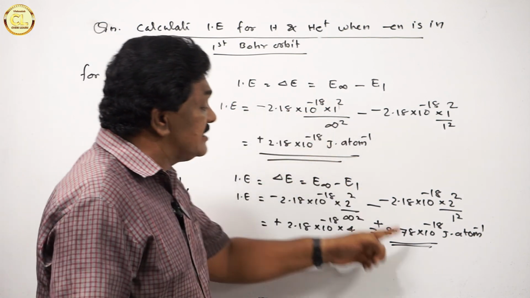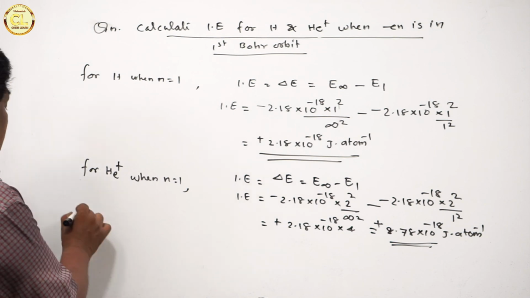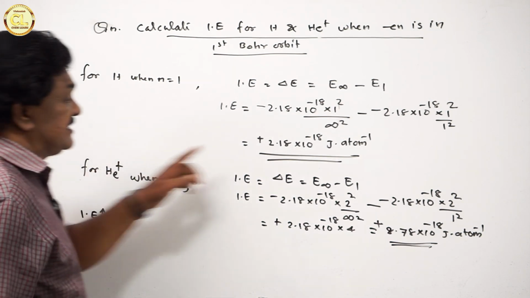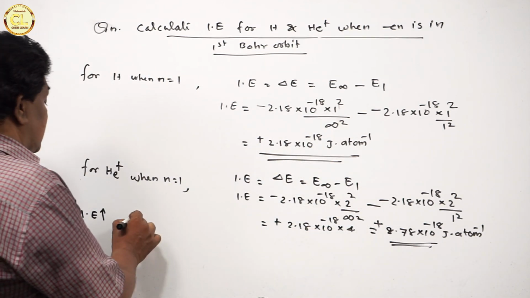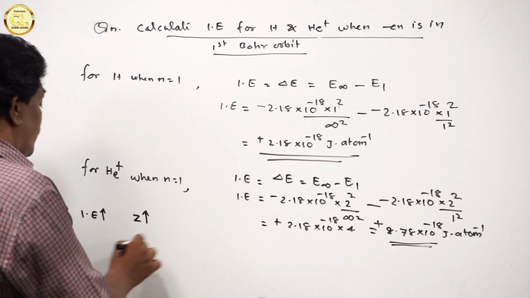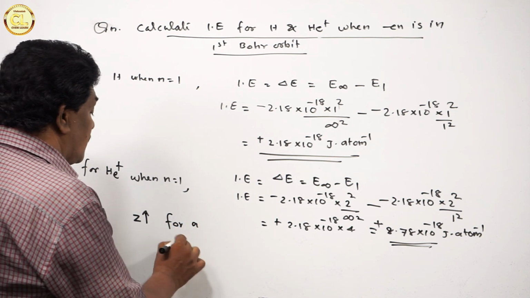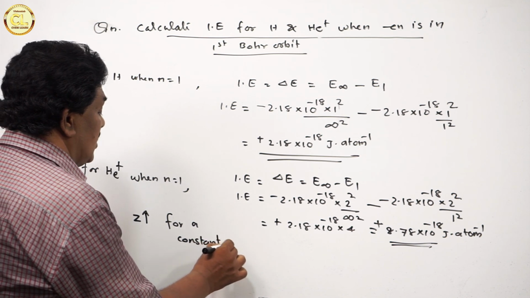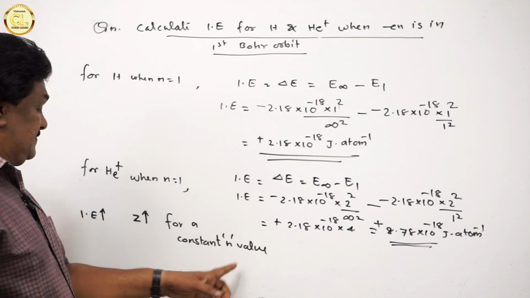From these two ionization enthalpy values, it is clear that the ionization enthalpy value increases with the increase in Z value for a constant n value, that is, for a particular Bohr orbit.